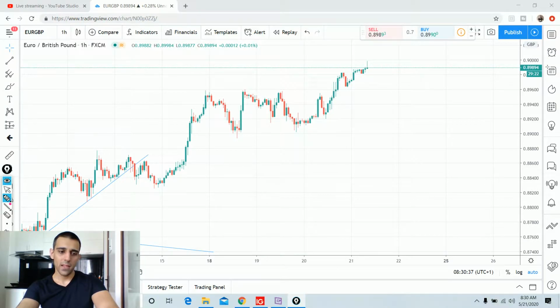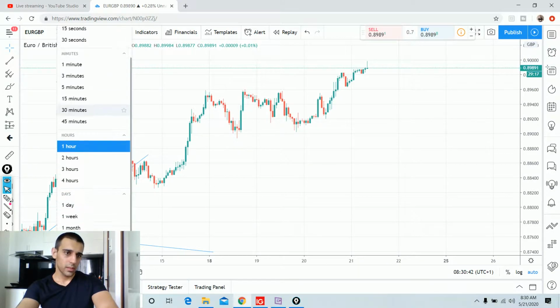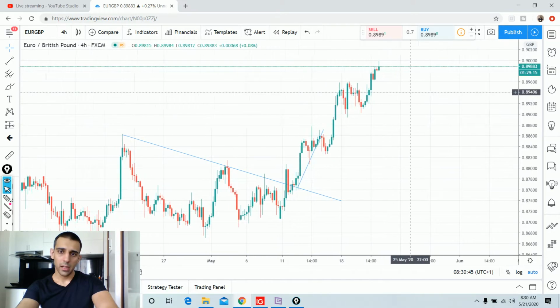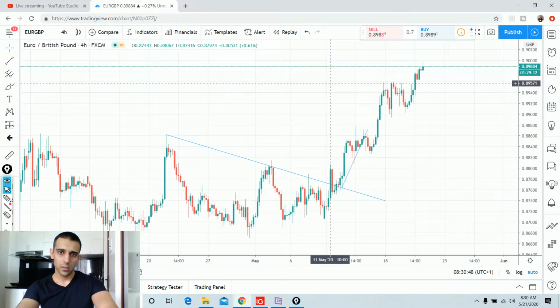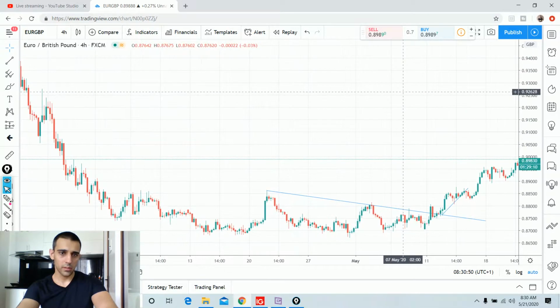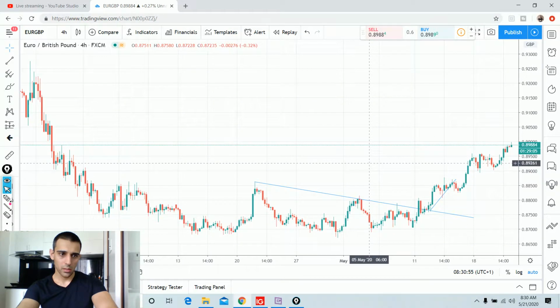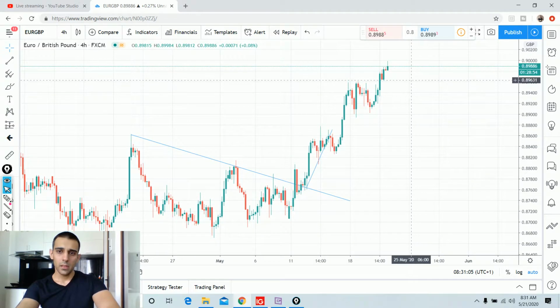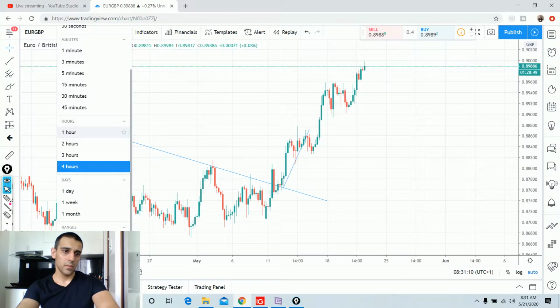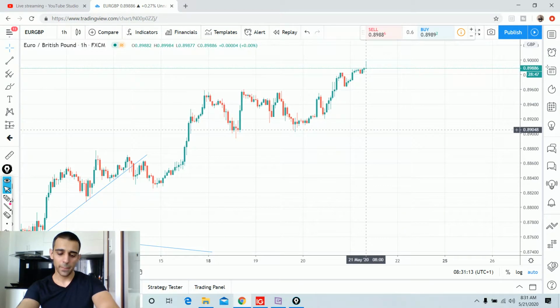Let's go 4-hourly again. Okay, we do have two support levels up here. Let's see which one is stronger. Okay, definitely this one is a strong support level, about 89.55. So I do see a potential short for the day trade.